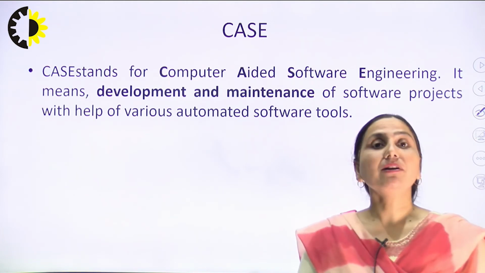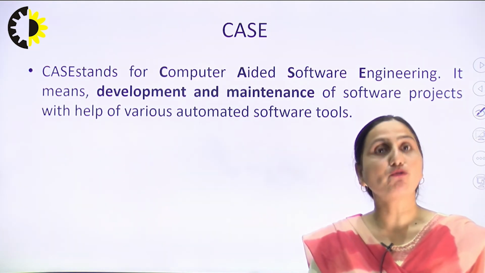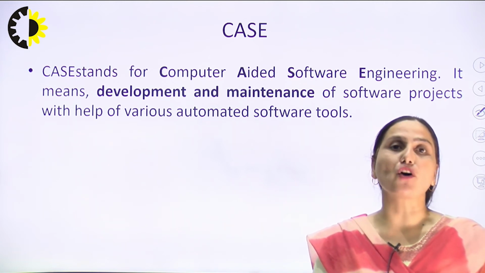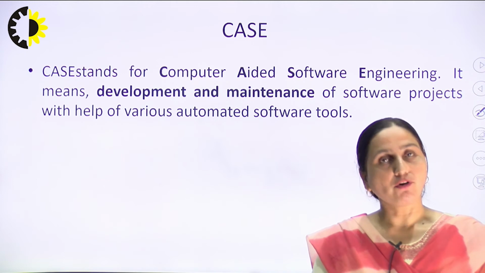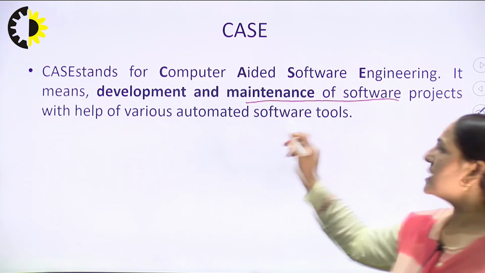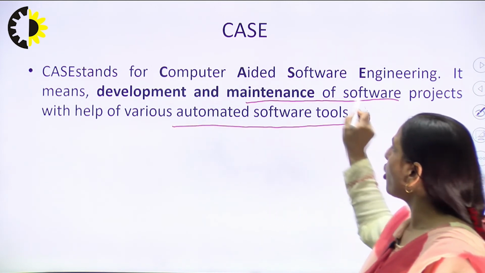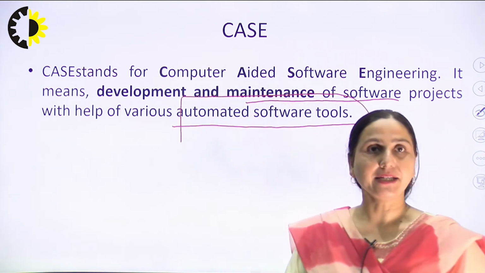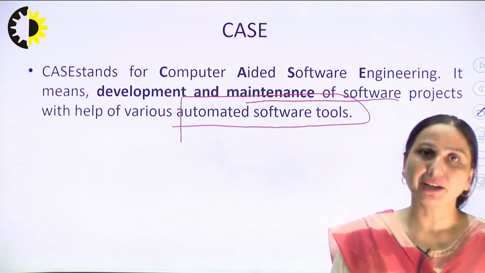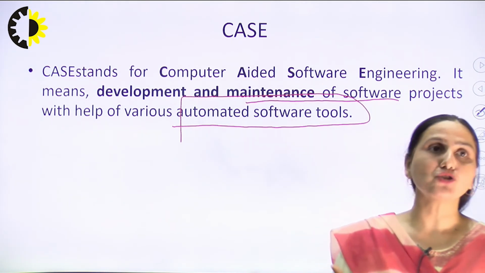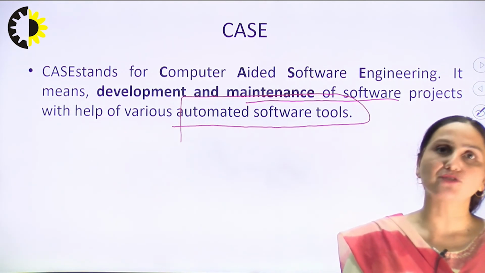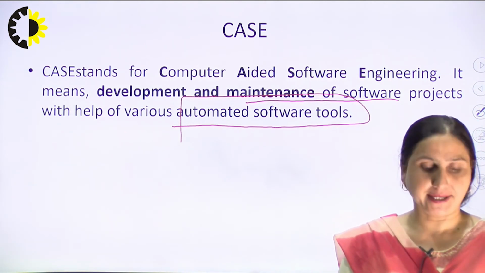Now we will be discussing CASE. Now what is CASE? CASE stands for Computer Aided Software Engineering. It means development and maintenance of software projects with the help of various automated tools, right? We will be using different types of automated tools. We are going to develop and maintain the software project with the help of different automated tools. That is what the environment of CASE is.